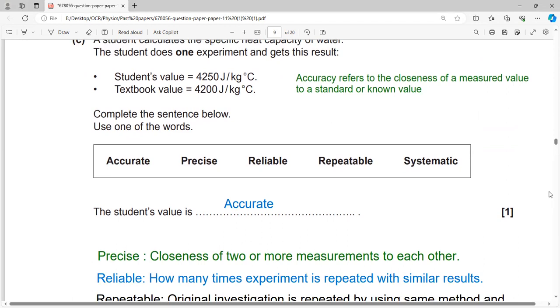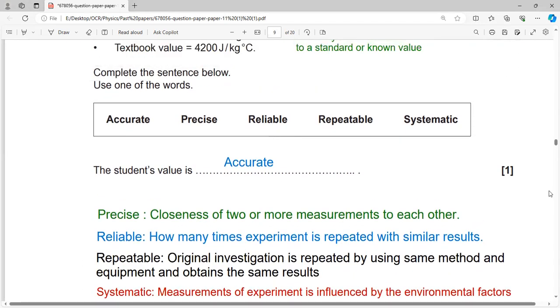To answer this question, we need to see the different definitions. For example, precision or a precise value is the closeness of two or more measurements. For example, if one experimenter measures 10 values, how close are these 10 values to each other? If these points are closer, they are more precise. If these points are more scattered, they are less precise, so their precision will decrease.